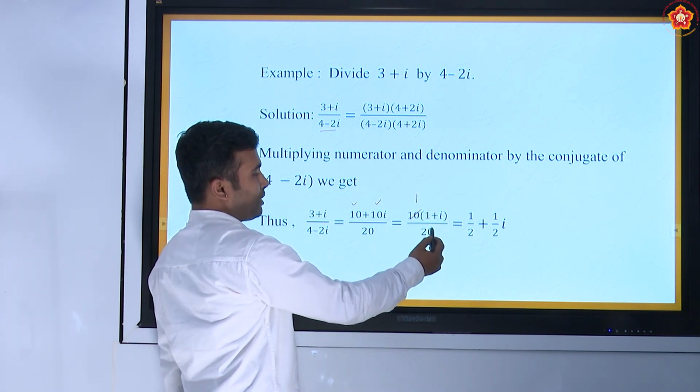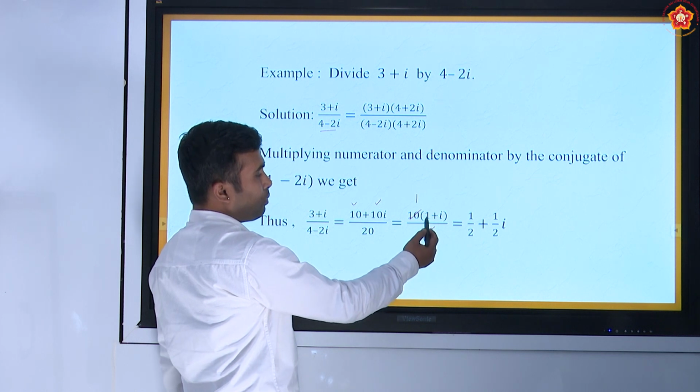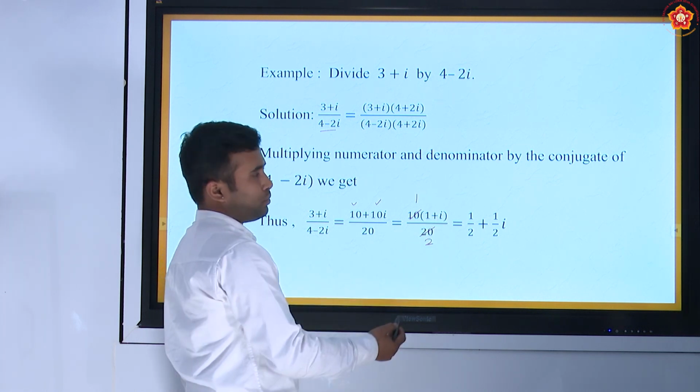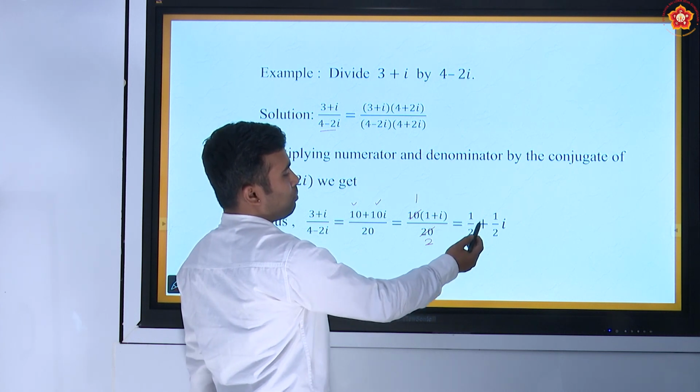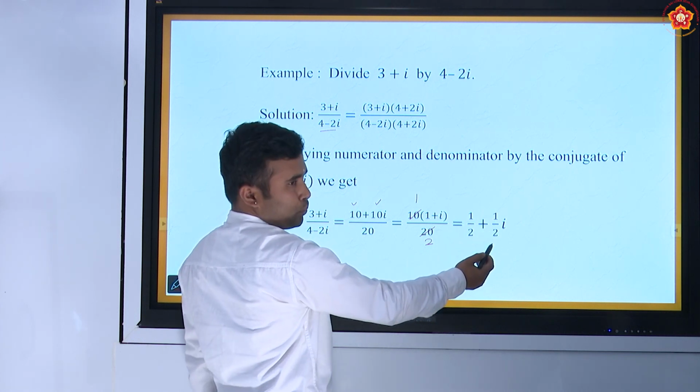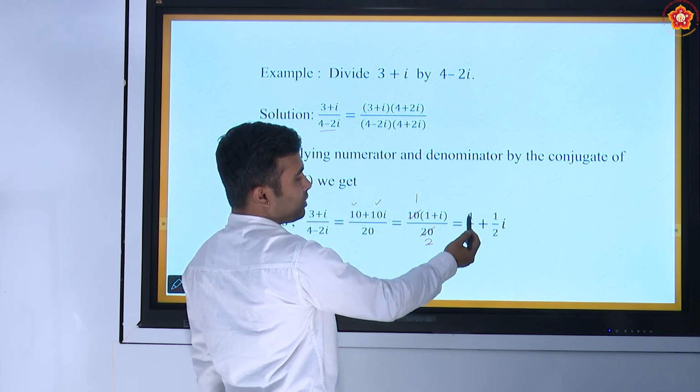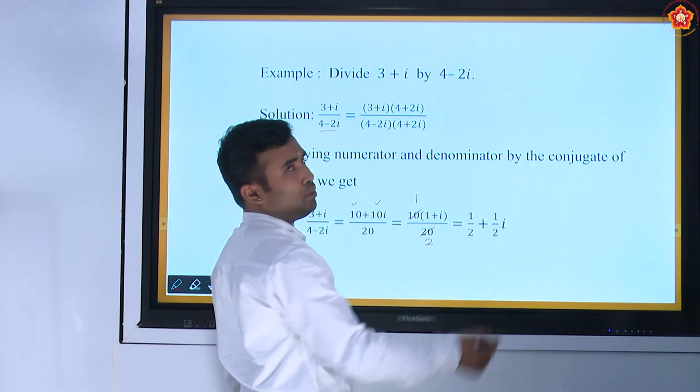So 10 ones are 10, 10 twos are 20. Now (1 plus i) divided by 2. Now you divide that by 2. So it will become 1 by 2 plus i by 2. So now I separated that as 1 by 2 plus 1 by 2 into i.